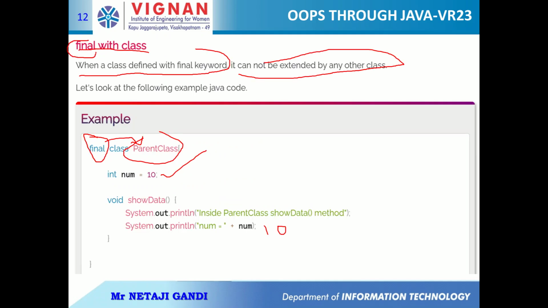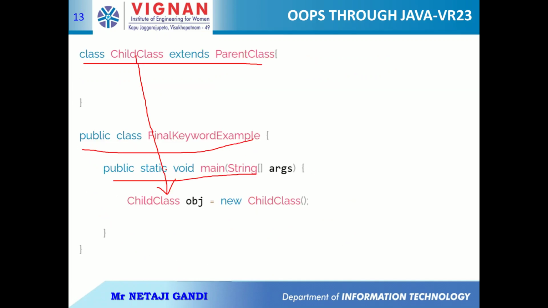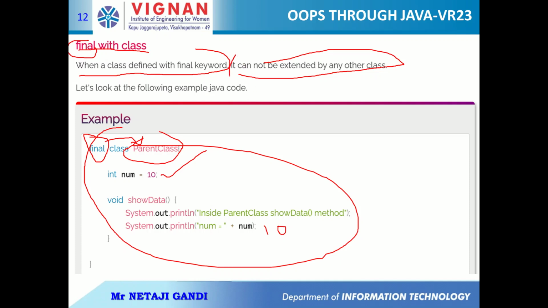The parent class is final. This data is not accessed by any other class. That is the point: you already defined it here, it cannot be extended by another class. This class is final, and its data is not accessed by any other classes. If you try to access the final class data, the compiler automatically generates an error. Is it clear, all of you?